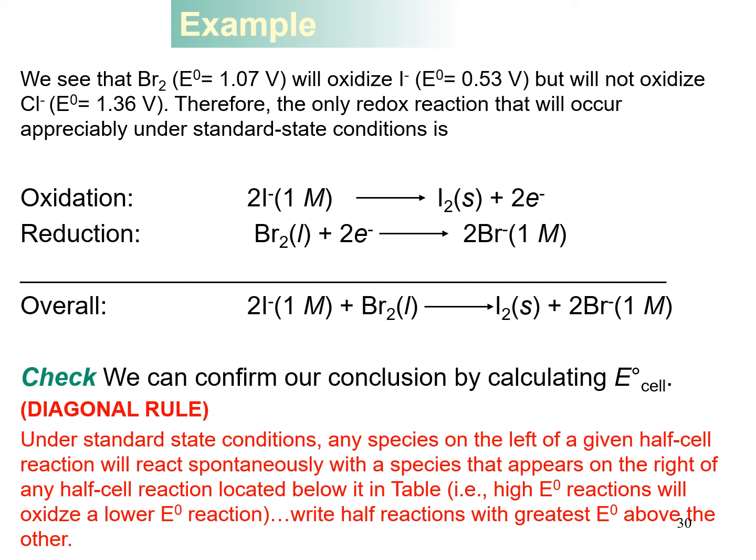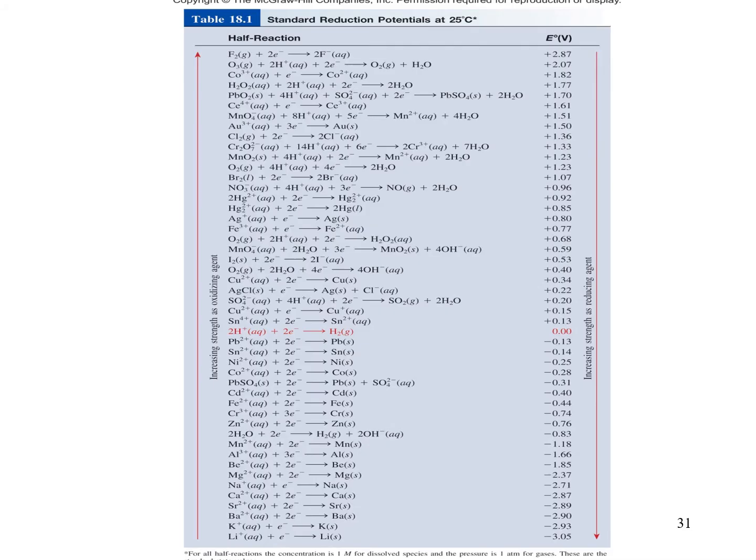Under standard state conditions, any species on the left of a given half cell reaction will react spontaneously with the species that appear on the right of any half cell reaction located below it. In the table, that is, a reaction with a high E naught will oxidize a lower E naught reaction, the half reaction with the greatest E naught above the other. What does this mean? Let me show you.